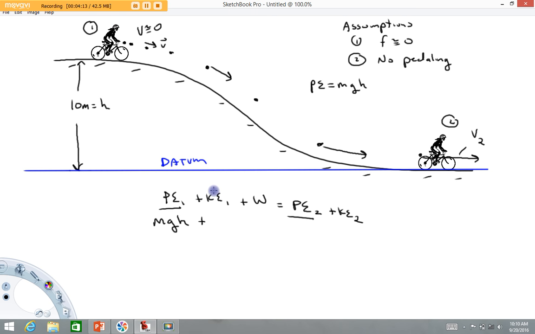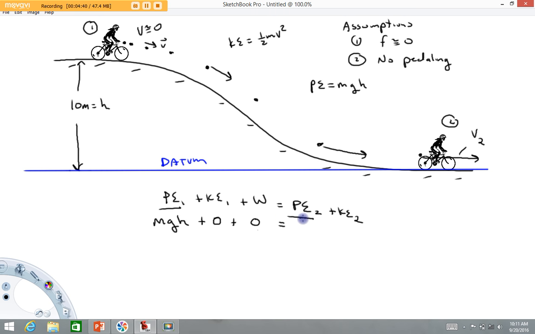In this example, KE1 is approximately 0 because we assumed that the velocity was 0. And remember that kinetic energy is 1/2 mv squared. So if your v is approximately 0, then your kinetic energy is approximately 0. Now the work term is going to be 0. I'm going to come back and talk about why that is after I get the equation written out.